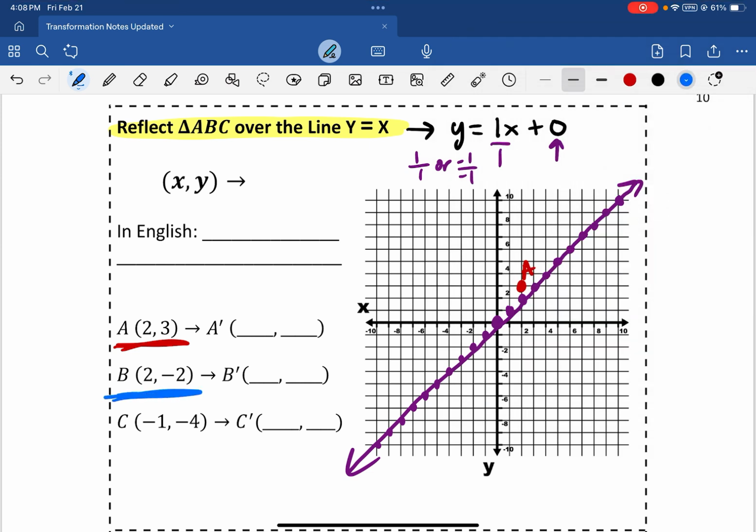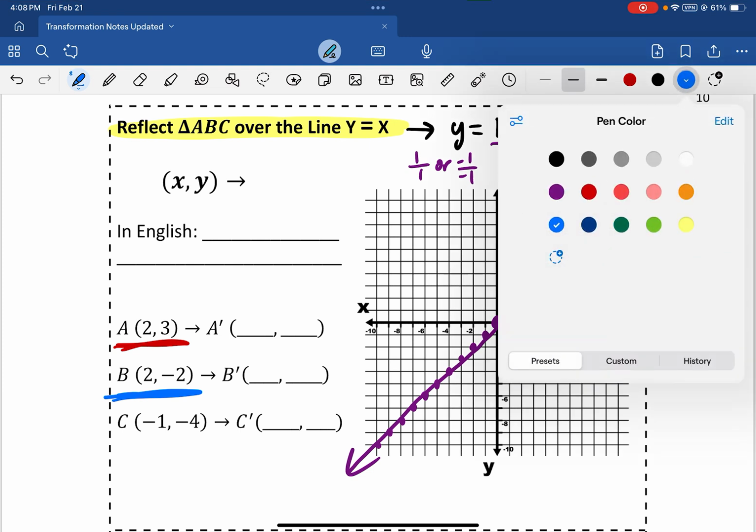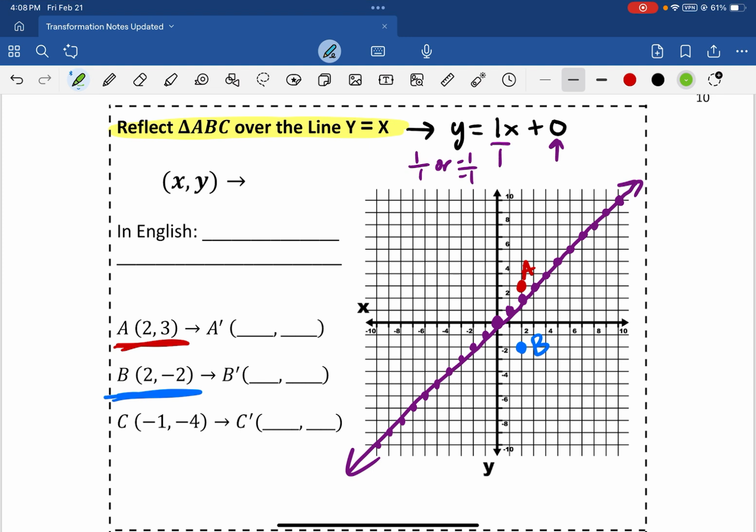Then I have B. That is (2, -2). So I go to the right 2, down 2, and that is going to be B. Okay, then I have C, which is (-1, -4). So I go negative 1, negative 4, and I have C here. Let's see, did I do this right? Yes. Okay, now I connect my points.